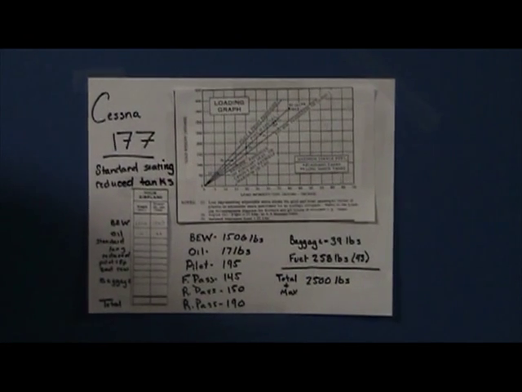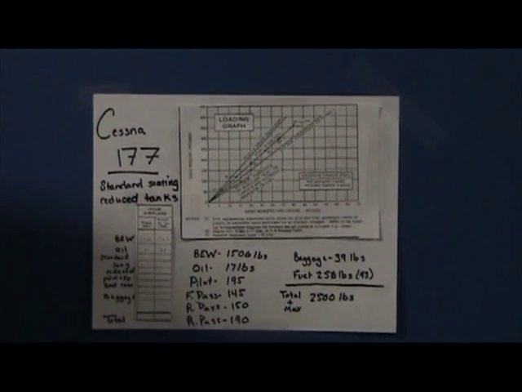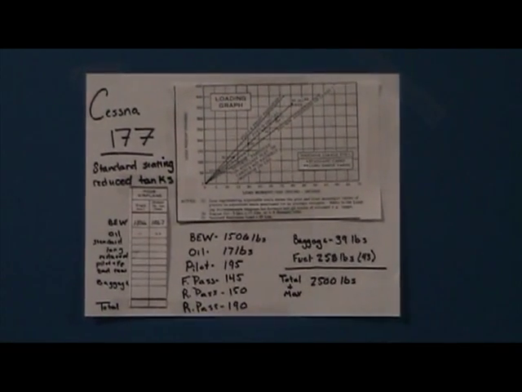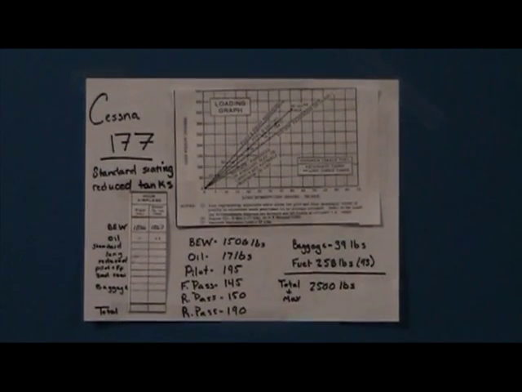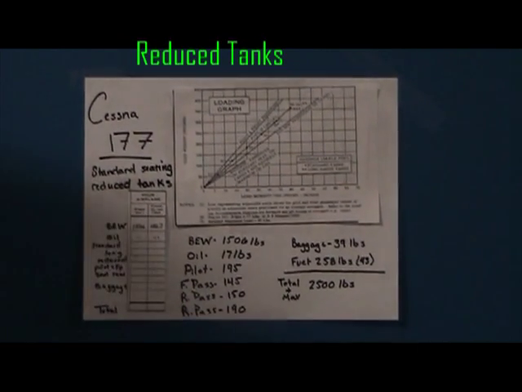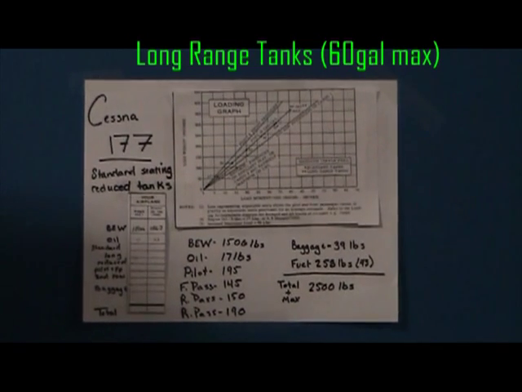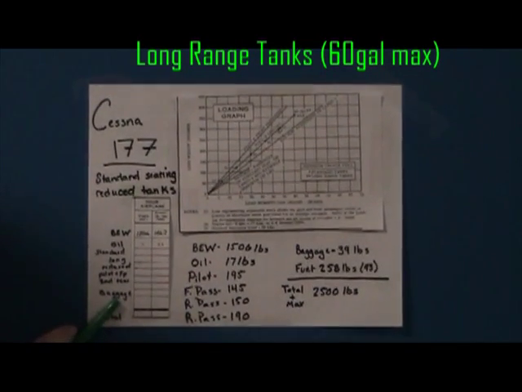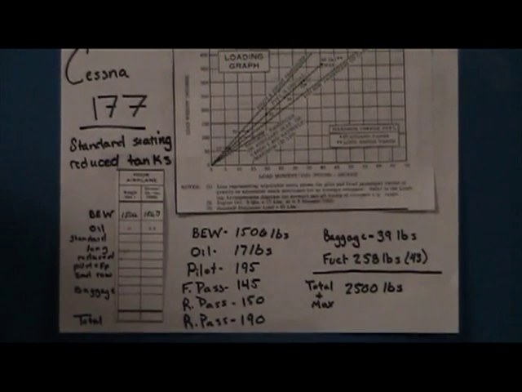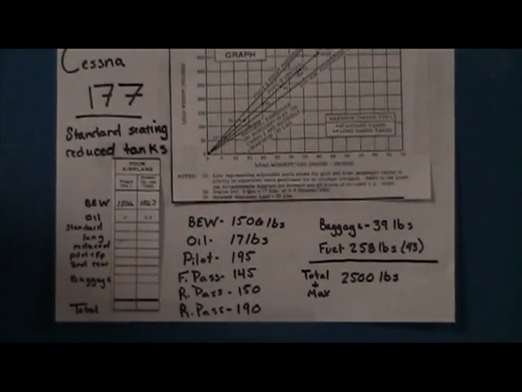The third and fourth page of the Cessna 177 Owner's Manual. In this situation, we will be using the standard seating, as I said before, and the reduced tanks variation of the gas tanks. There are 3 variations of gas tanks: long-range tanks, reduced tanks, and standard tanks. We will be using the reduced version.